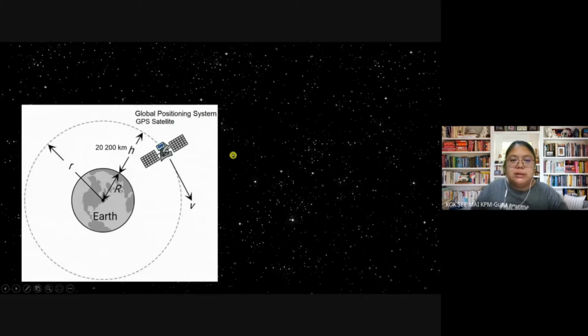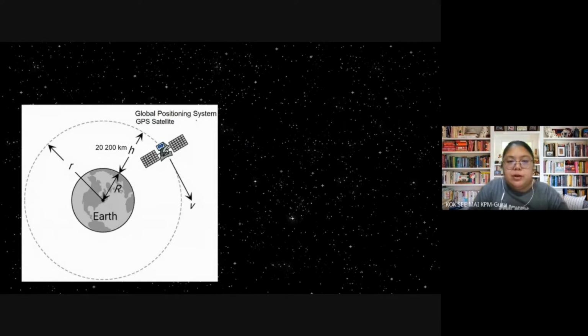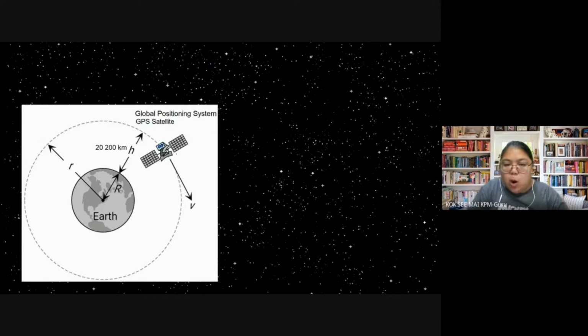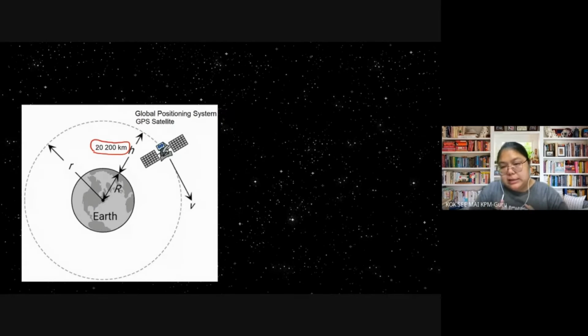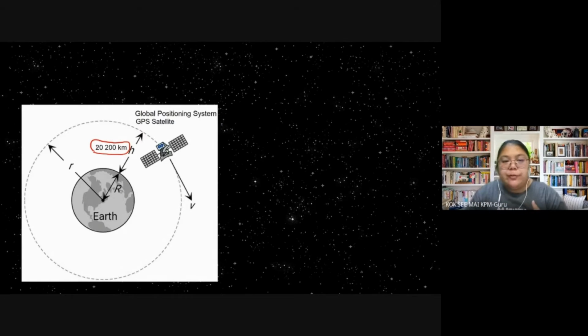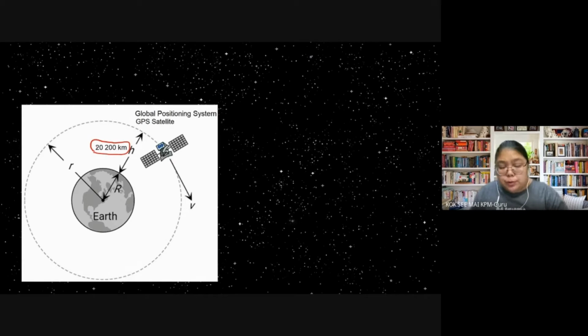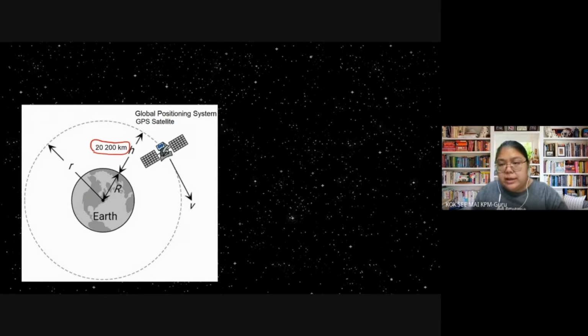Now you see this one as an example. We have one GPS satellite. They orbit around the Earth. From here, this one has H. They sure have H. They're not exactly at the surface, they are a bit far away. So from here, you need to know this when you do the calculation for the radius.